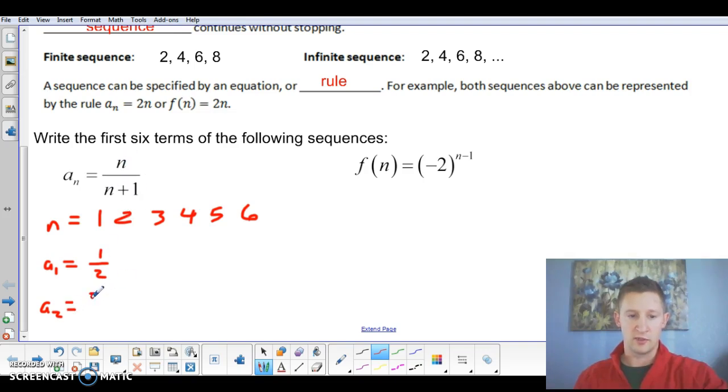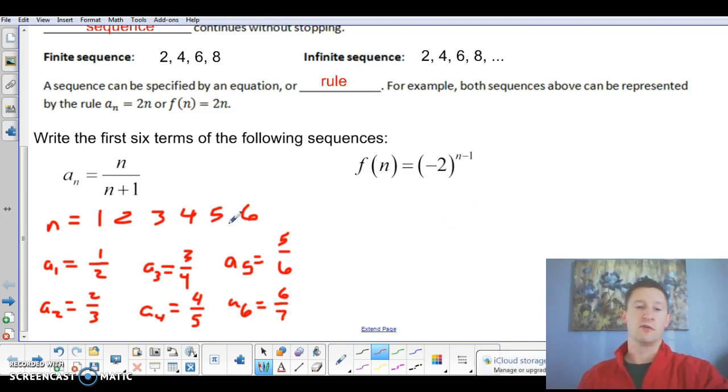The second term in this sequence will be plugging in 2. 2 over 2 plus 1 is going to be 2/3. The third term in this sequence is going to be 3/4. And the fourth term is 4/5. Get the idea? I'm plugging in the value of the term for n in both parts. And the fifth term is 5/6, and finally the sixth term in my series is 6/7. So you can write those out with commas if you're asked to. Usually you see sequences written in a list with commas in between each term.